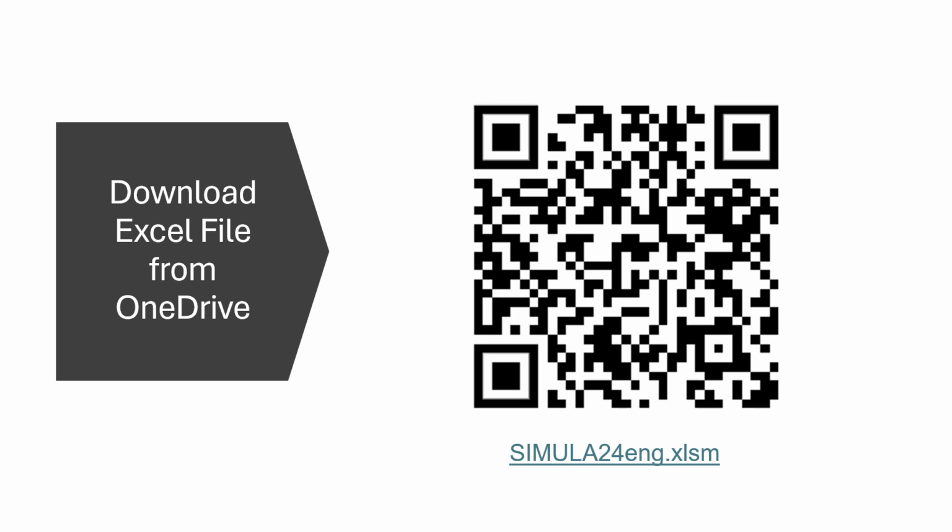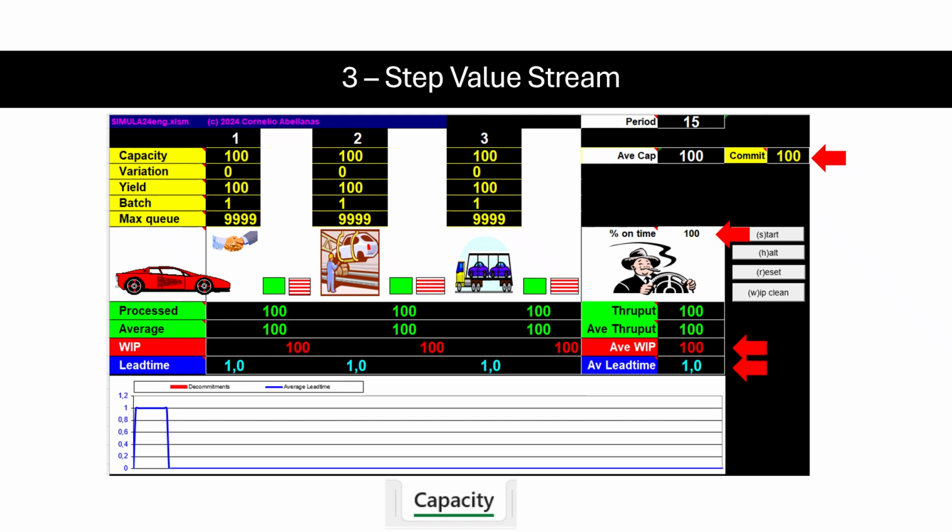Download this Excel file from OneDrive onto your PC and enable macros to run this value stream simulator. In sheet capacity, we see an ideal 3-step value stream. Each step has a process capacity of 100 units and our commitment to the customer is 100 units on every period. Press the Start button to run the simulation and we can see the periods advancing, but otherwise nothing else seems to move. On-time delivery is 100%.